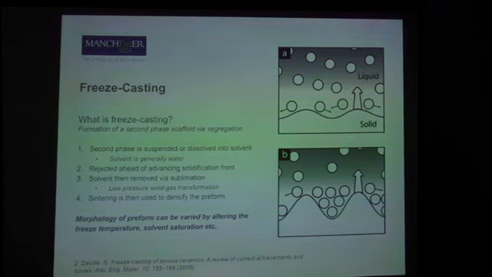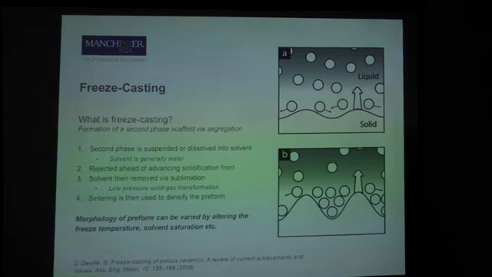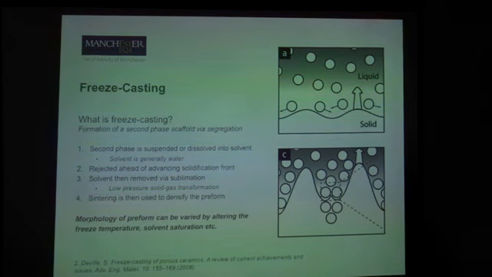What's really interesting and quite cool about this process is that you can vary that morphology quite extensively by changing things like the solvent supersaturation or freeze temperature, for example. There's a very nice paper by Sylvain Deville where he looks at the different morphologies that you can get, so that's well worth a look.